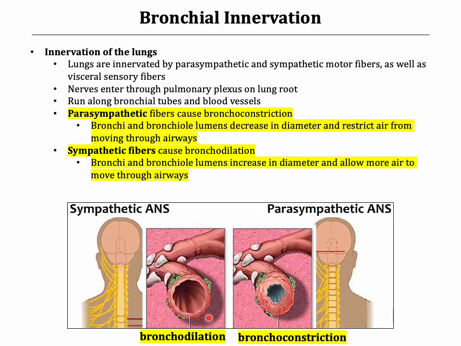Versus parasympathetic, resting and digesting, we don't need a lot of air going to our lungs. So we're just getting a normal supply, right? And that lumen diameter is just reduced at that point. It's not at its fully dilated state.